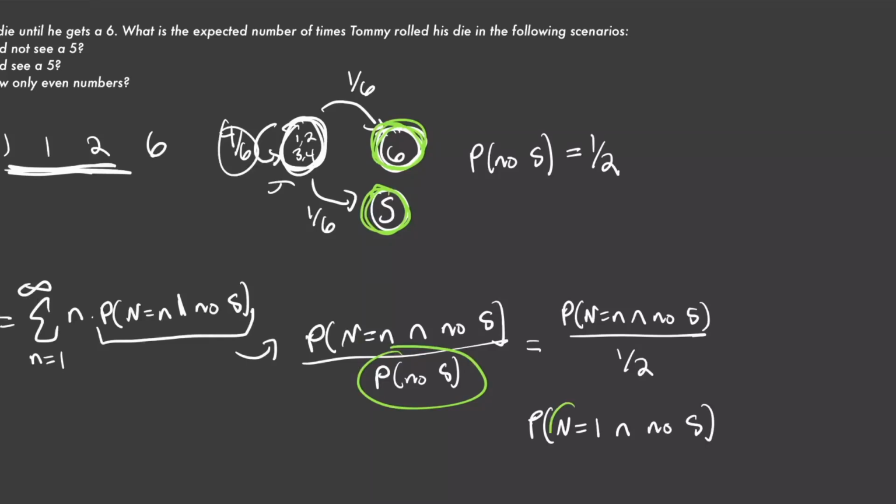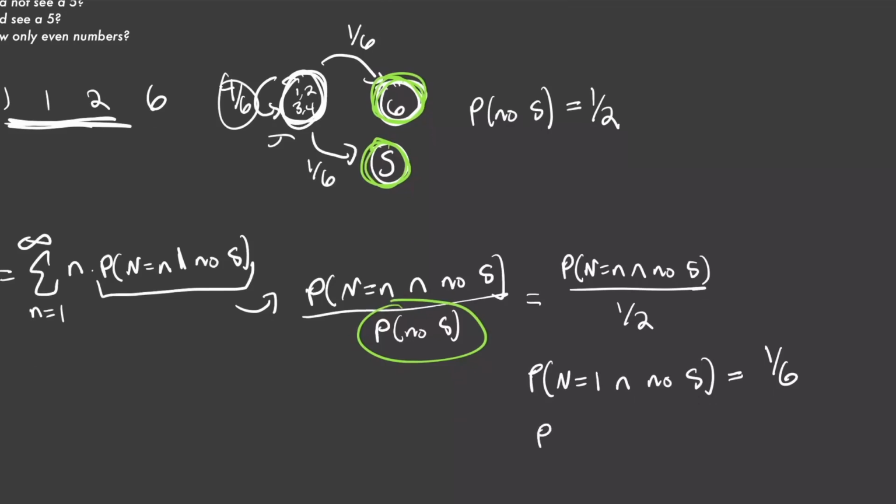So this is saying, what's the probability that it takes us 1 roll to get a 6 and we don't get a 5? Well, that's just going to be equal to 1/6, the probability that we don't get a 5. Now the probability that n equals 2 and basically we don't get a 5. Well, this here is going to be the probability that our first roll was not a 6 and it was not a 5, and then our second roll was a 6. So our probability of not getting a 6 or a 5 is just going to be 2/3 or 4/6, and then 2/3 times the probability of us getting a 6 on our second roll, which is going to be 1/6.